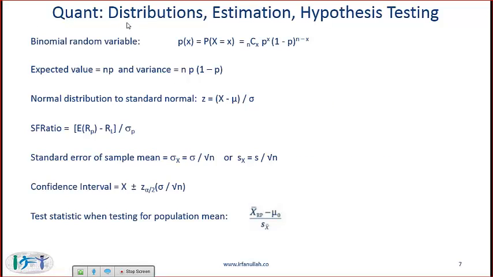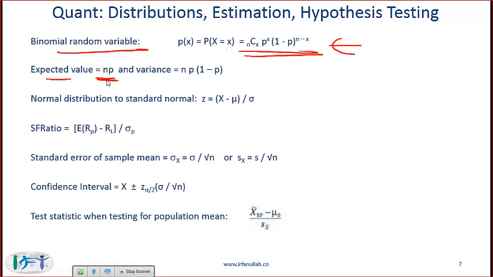Then we move to estimation and hypothesis testing. So binomial random variable, the probability of X successes is given by this formula, where P is the probability of success, X is the number of successes out of n trials. So make sure you know this.